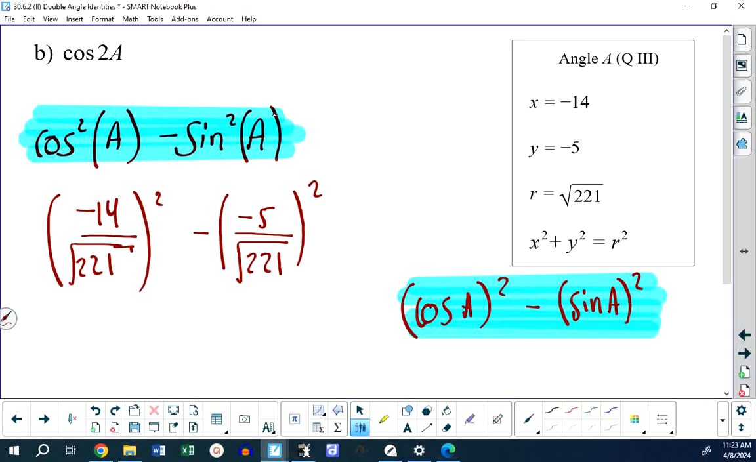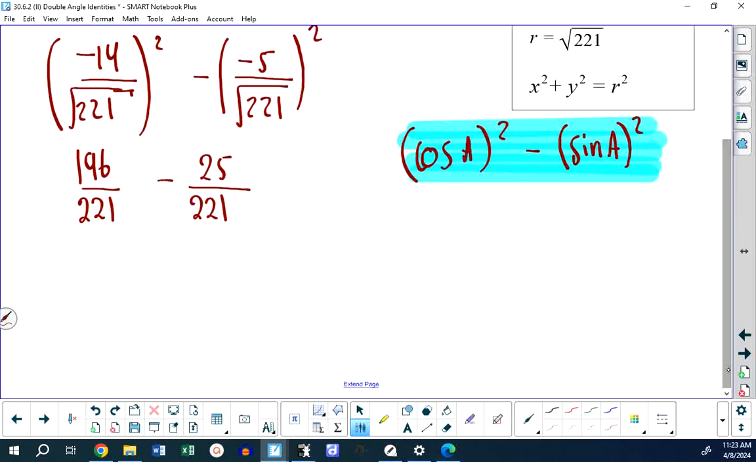So what do I get? I get 196 over 221 minus 25 over 221. I'm pretty sure that's fine. 196 minus 25 is 171. So it's 171 over 221. That's the cosine of the double angle.